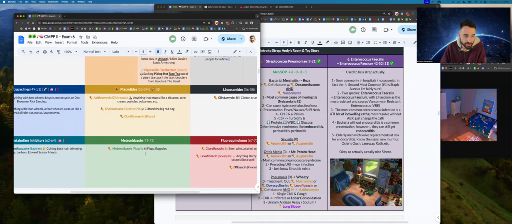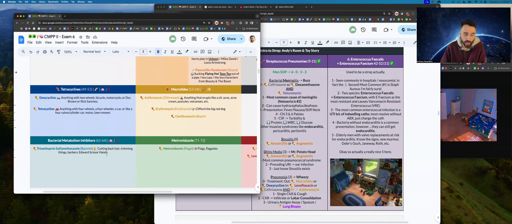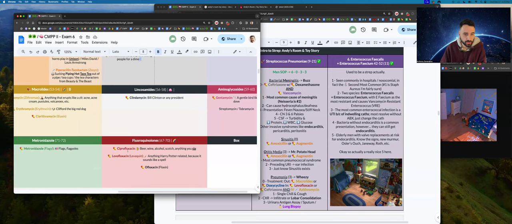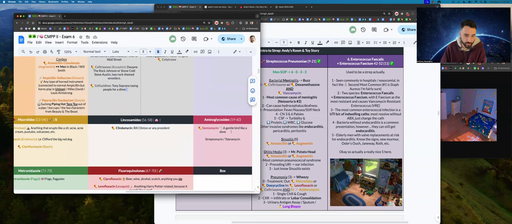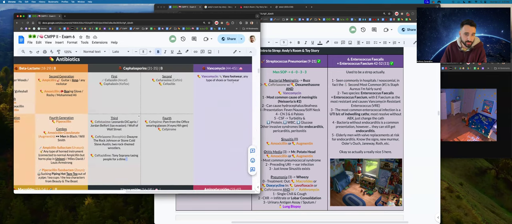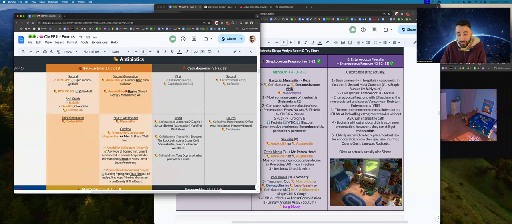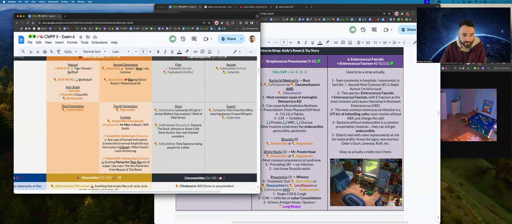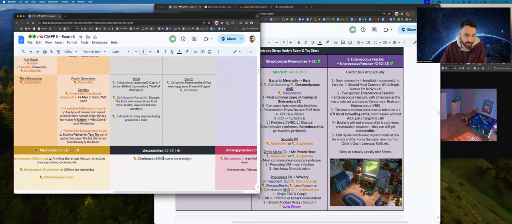Azithromycin is anything that has to do with acne or a zit or anything erupting, or like acne cream. Erythromycin is Clifford the Big Red Dog. Metronidazole are just flags or flagpoles. Bactrim is just cutting hair. Edward Scissorhands, barbers, scissors. Gentamicin is like a gentle flock of doves. And vancomycin is any type of shoe like Vans footwear. And I found that that's actually very, very helpful because you can combine things like clindamycin. I just think of like Bill Clinton as the president.